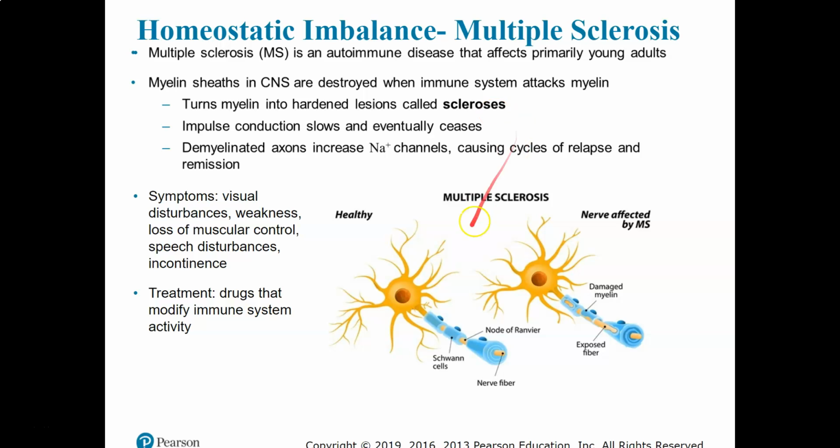The signal is now taking baby steps down the axon instead of great big steps. And this causes a lot of issues with sending signals. So this can cause visual disturbances, muscle weakness, lack of muscle control. It can make it difficult to speak and swallow, and also can lead to incontinence. So treatment is going to involve drugs that are going to help prevent the immune system from attacking the myelin.